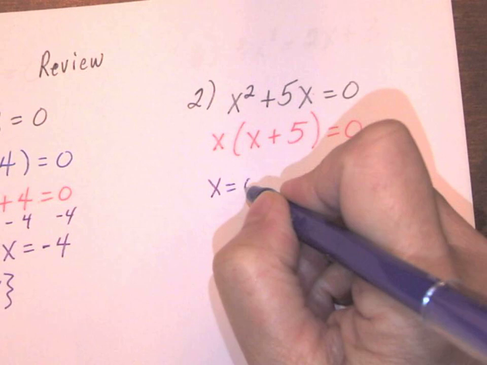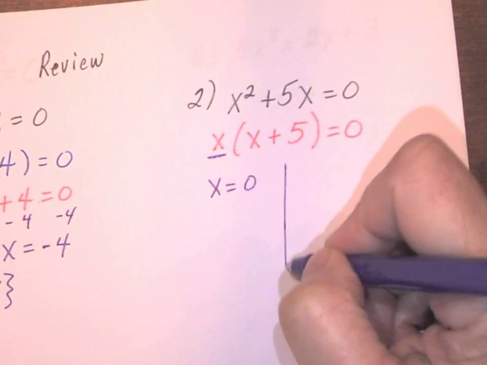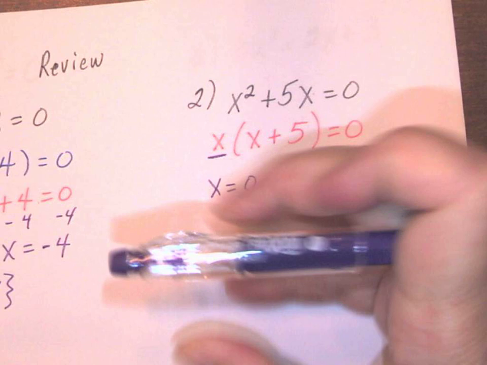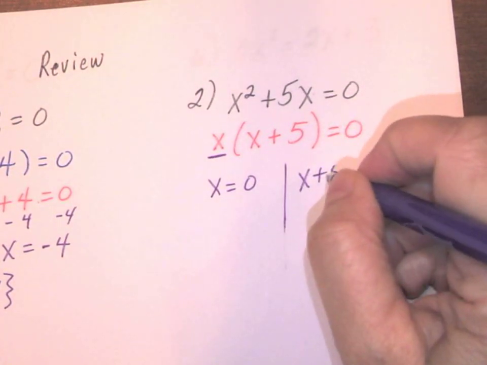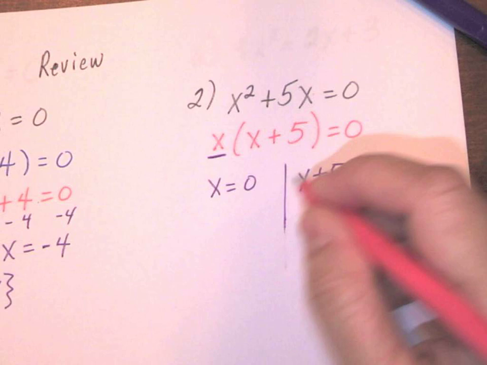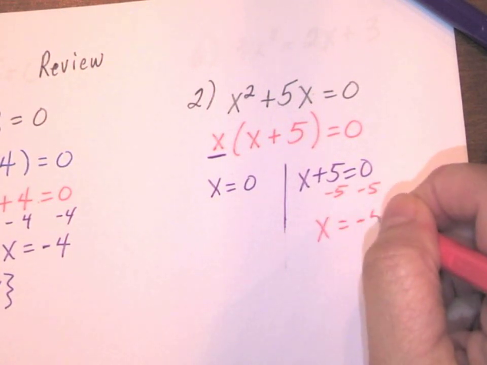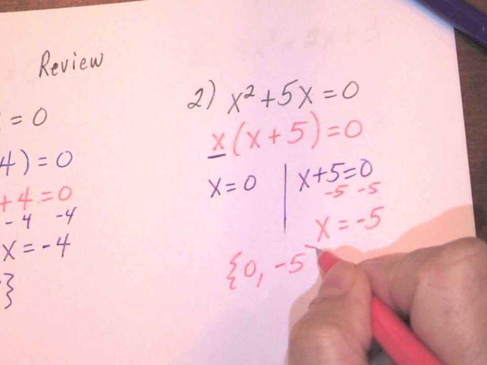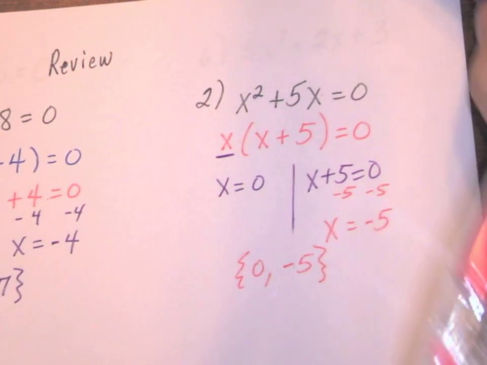Now either x is 0, because x alone is one of my factors. Well, that one's done. I have no solving to do. Or x plus 5 is 0. Basic one-step equation, subtract the 5, x equals negative 5. Those are your two answers. So there's a review of solving by factoring.